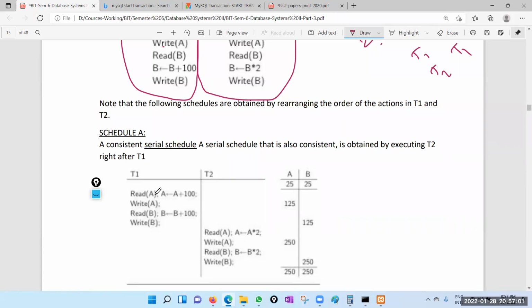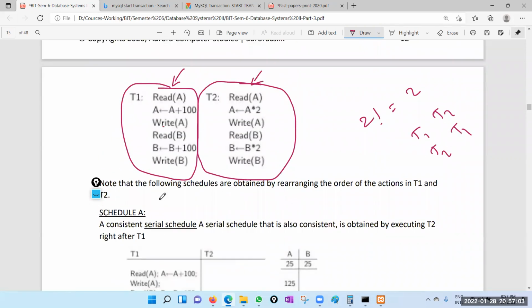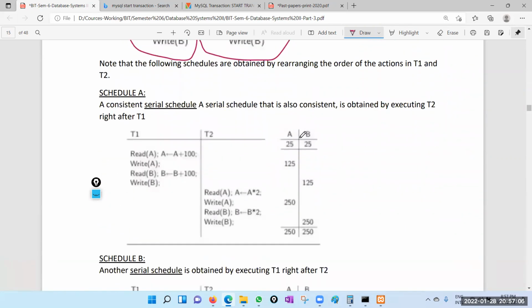Right? If you do this serial schedule, assume some random value for A and B. A සහ B 25යි කියලා ගමු. එහෙනම් 100 එකතු කරාම 125. Here B is 125. So then you are multiplying by 2. Now this transaction is done. Now these are the current values of A. 125 into 2 is 250. So the final answers are 250 and 250 if it is executed as a serial schedule, T1 and T2.